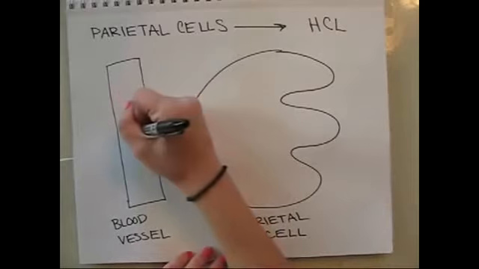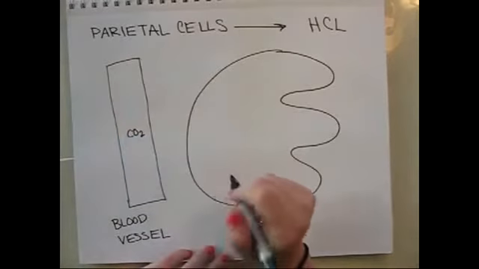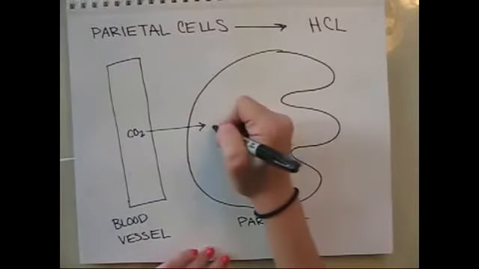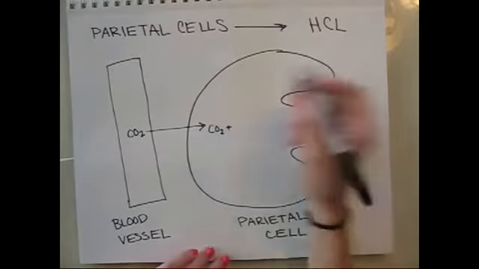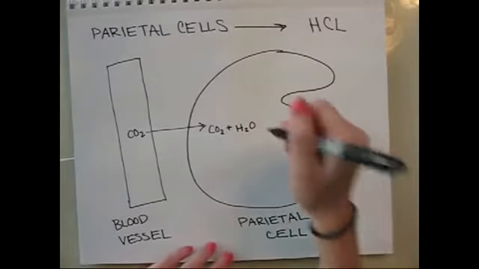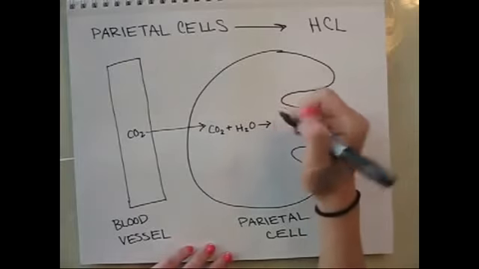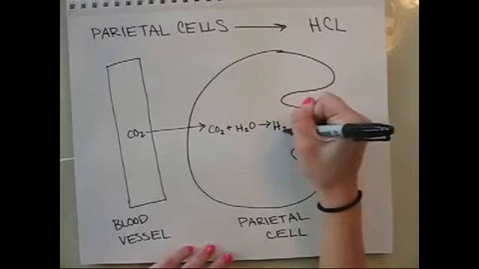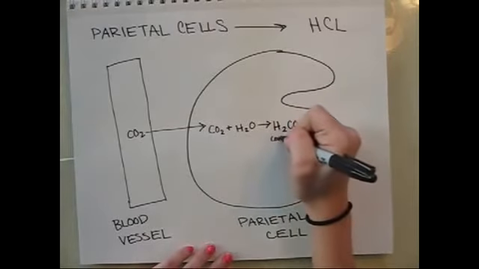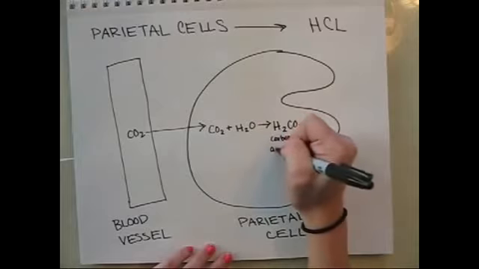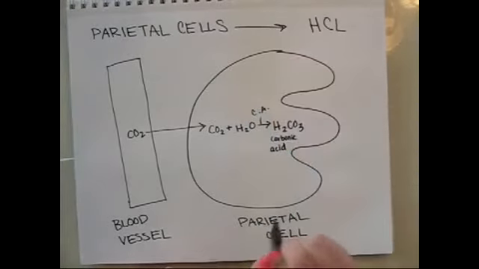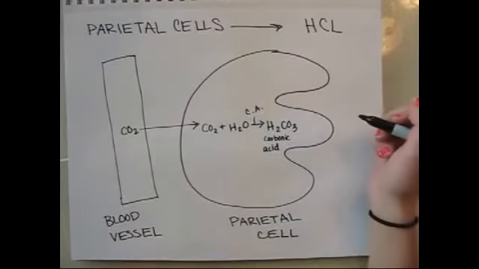So let's get started. First, the carbon dioxide goes into the parietal cell and mixes with our lovely friend water, H2O. And it will make carbonic acid. Let's write that right here. Carbonic acid. Okay? With the help of carbonic anhydrase, which is the catalyst.